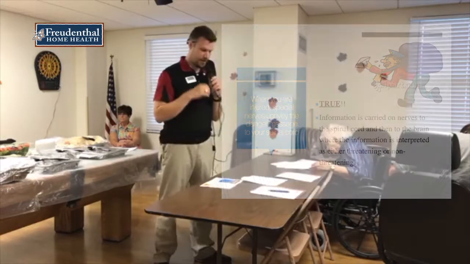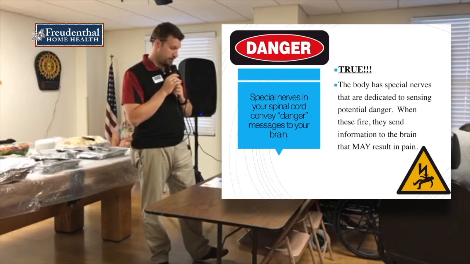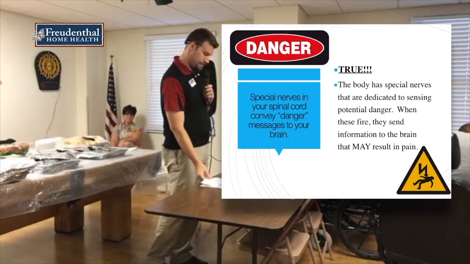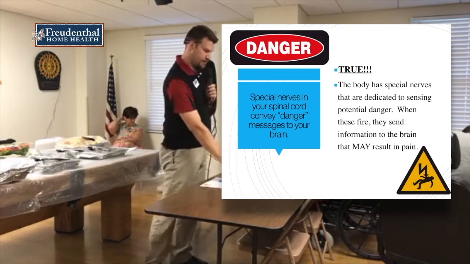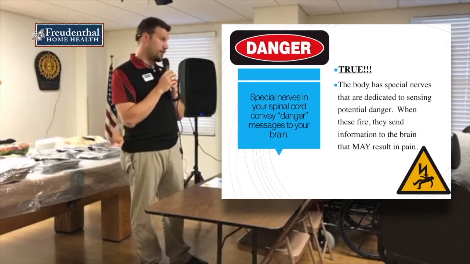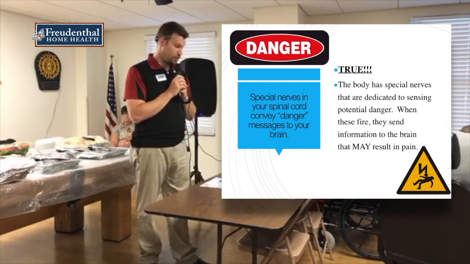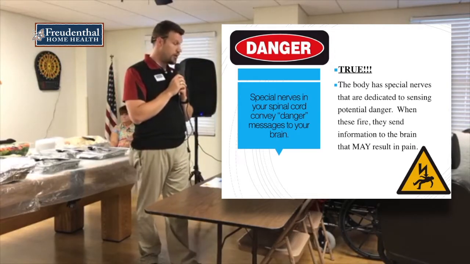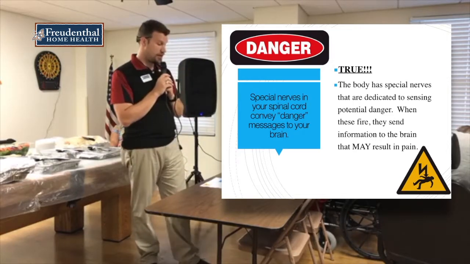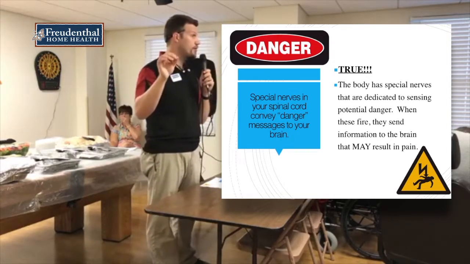All right, let's move on to the next one. Special nerves in your spinal cord convey danger messages to your brain. True. True. You noticing a theme? Right? Yeah. So the body has special nerves that are dedicated to sensing potential danger. We have a name for those nerves. They're called nociceptors. Yeah, that's a fun word. So when these nerves fire, they send information to the brain, and depending on how the brain interprets it, it may interpret it as pain. If it interprets it as pain, you will experience the pain where the brain thinks the problem is.